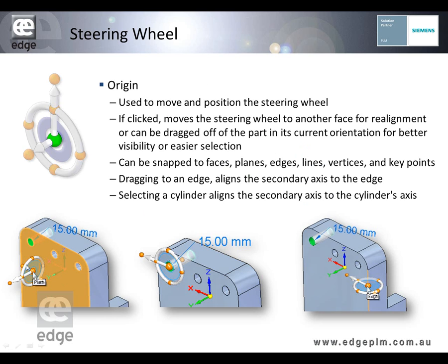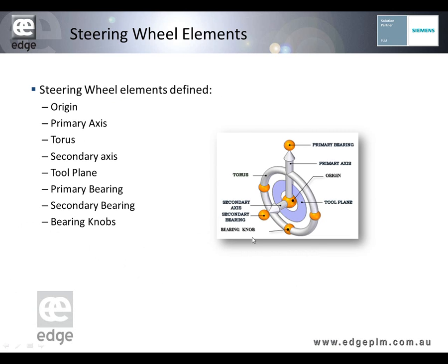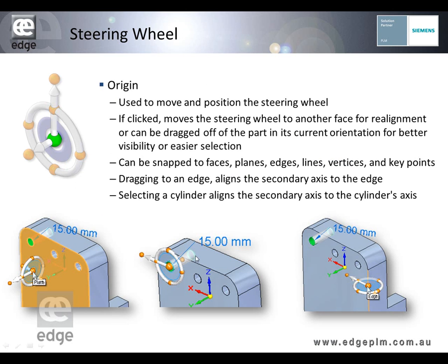In this case, we've clicked on the origin and moved it to the center of that hole, and you'll see the center snap come up as you do that. It will orient the steering wheel to the hole so that the secondary axis is aligned down the hole, so we can move the hole left or right using this axis. We could click on the knob here and move it up and down, or we could freeform move it selecting the surface.